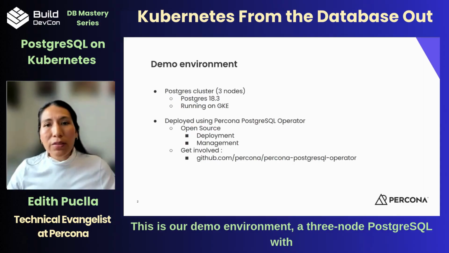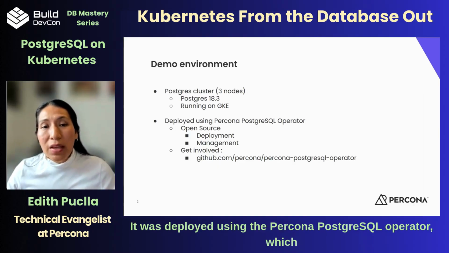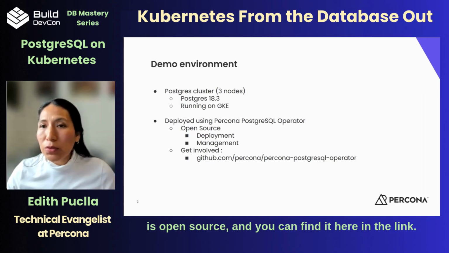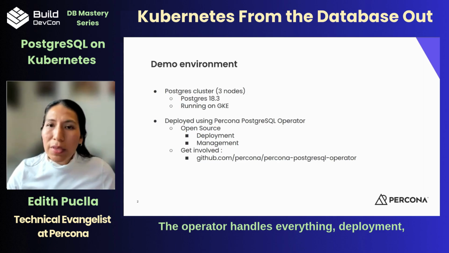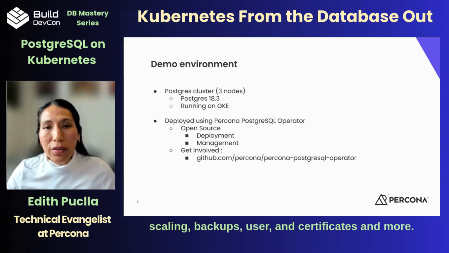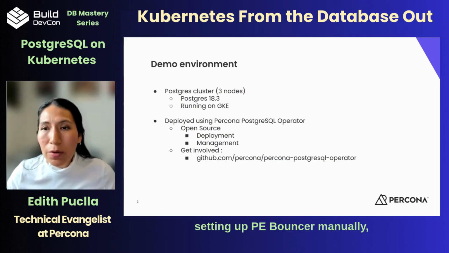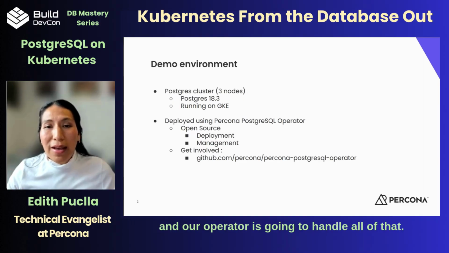This is our demo environment, a 3-node PostgreSQL with version 18.3. The cluster is running on GKE, Google Kubernetes Engine. It was deployed using the Percona PostgreSQL operator, which is open source, and you can find it at the link. The operator handles everything: deployment, scaling, backups, users, certificates, and more. Instead of installing PostgreSQL, configuring replicas, and setting up PgBouncer manually, we can describe that in a file, in a custom resource definition, and our operator is going to handle all of that.